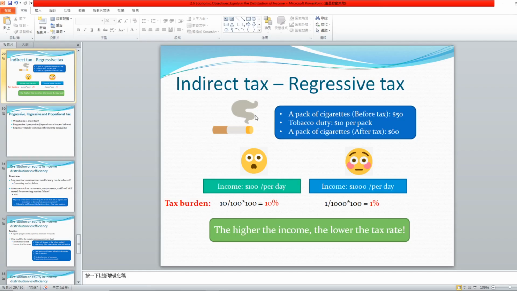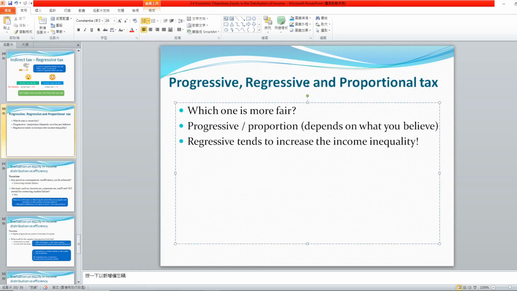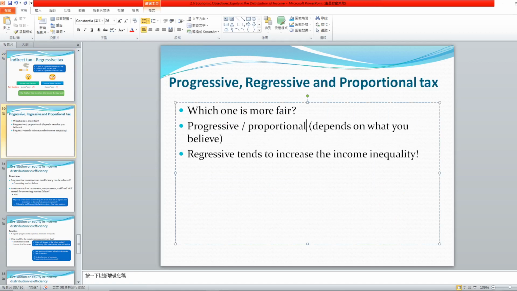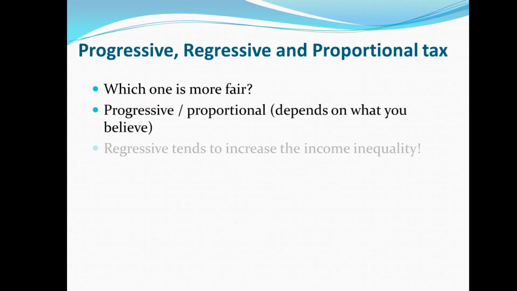Well, let me correct the typo. And we all know that regressive will be the opposite. That will increase the income inequality. Because the example that we did just now actually shows regressive tax. That's not good for income equality.